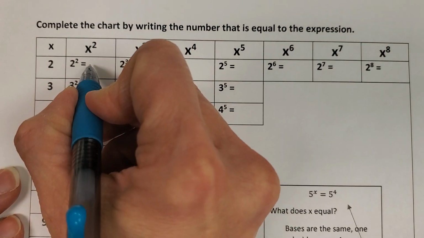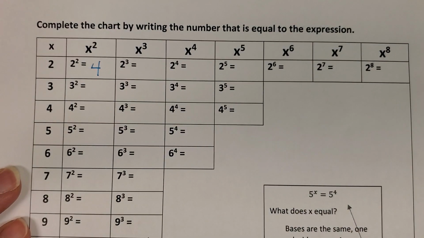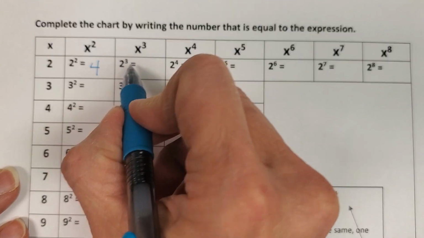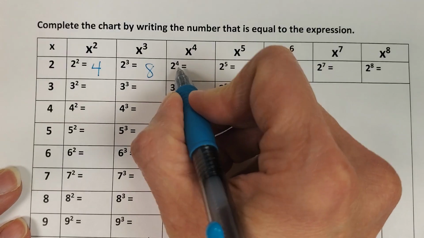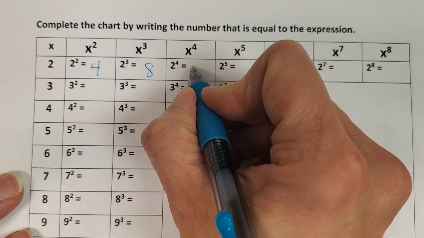So 2 squared is 4. You might know that. That's all you do. 2 cubed, that's 4 times 2, so that's 8. 2 to the 4th power is 8 times 2, so 2 times 2 times 2 times 2 is 16.